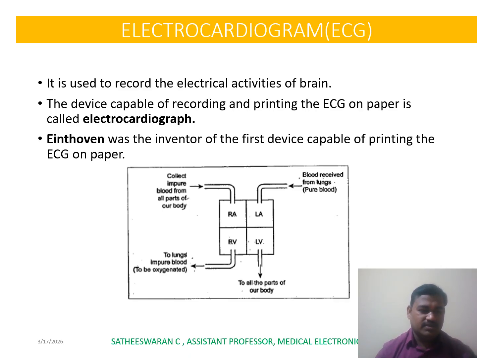Then another valve called the pulmonary valve. It is located between the right ventricle and the lungs. It has three half-moon shaped cusps. It does not allow blood to go back to the right ventricle. Then another valve called the aortic valve. It is located between the left ventricle and aorta. It does not allow the blood to come back to the left ventricle.